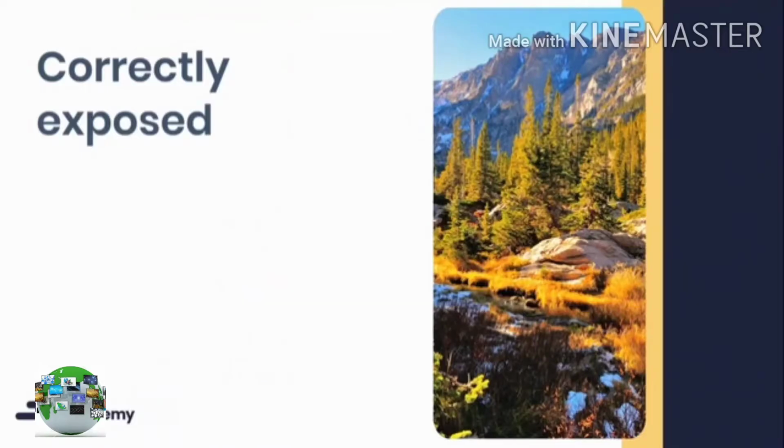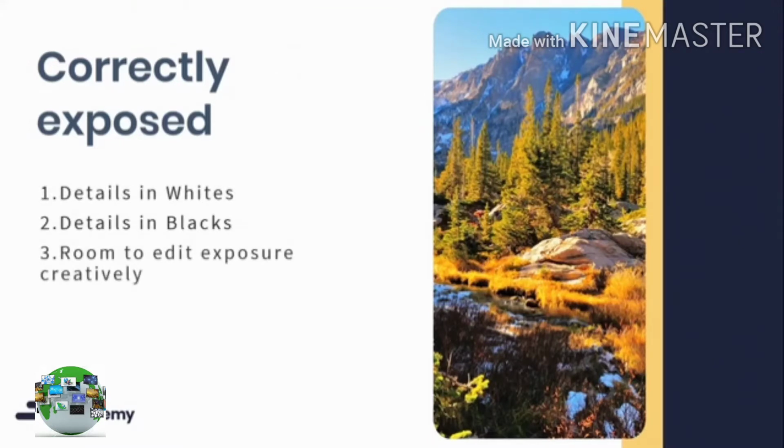A correct exposure is when we have the right amount of light in the scene. That means we have lots of details in the whites, we have lots of details in the blacks, we have room to edit the exposure creatively. So we can introduce a bit of post-production here and have fun with this to enhance our image, not to correct it, and we can get creative with our post-editing.